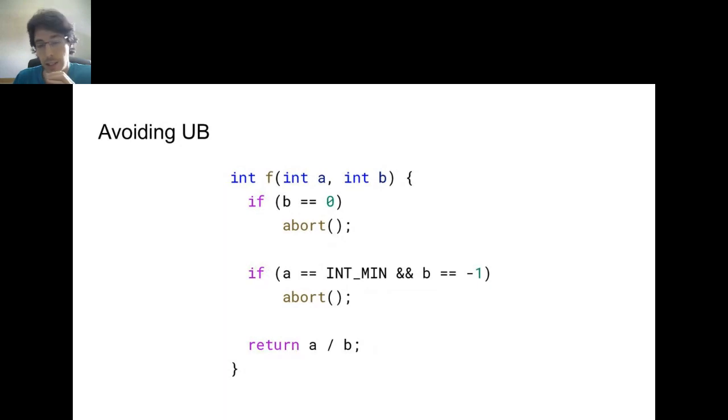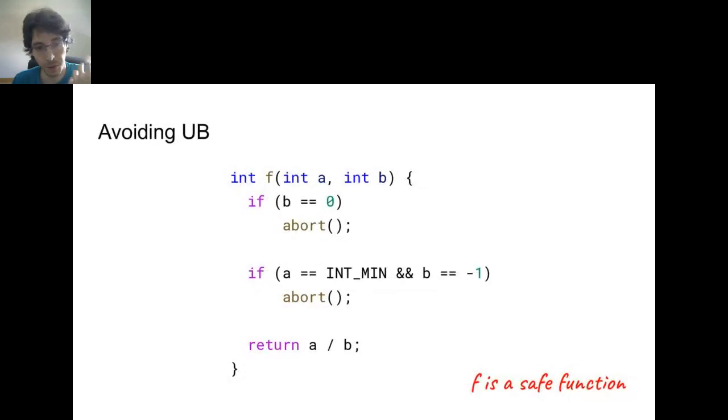So in this slide, I will not go into detail, but imagine that we take the F function from before and we write it in a way that there is no way you can trigger undefined behavior, no matter what the inputs to the function are. We can test for the conditions that trigger undefined behavior in the operation below, and we just abort. And in this case, we say that the function is safe. And this is a term from Rust.